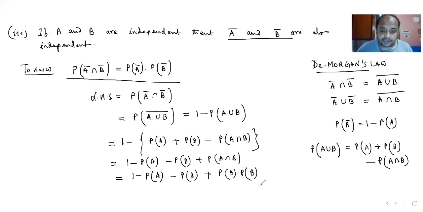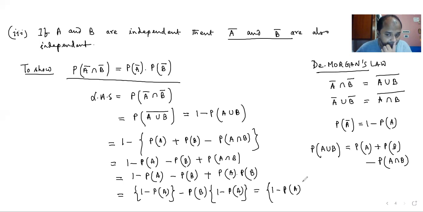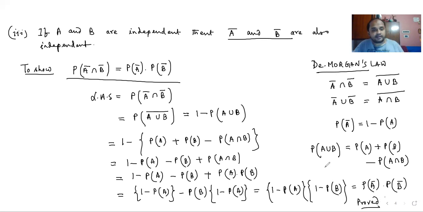Now you factorize the thing. One quantity is 1 minus PA, and you take minus PB common, you get 1 minus PA, and this gives you 1 minus PA into 1 minus PB, which is PA bar into PB bar, which proves our given result.